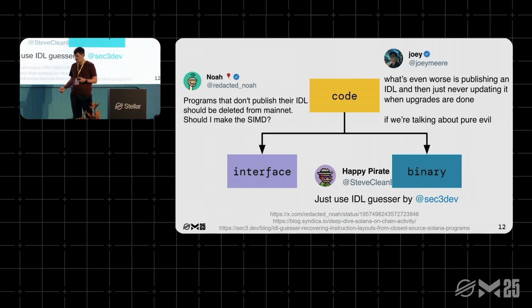If you follow crypto Twitter, you've probably seen some of these conversations about the status quo, people calling out how poor of an experience this is and calling for change. It is such a problem that developers are using IDL guessers to guess what the interfaces are of contracts that have been deployed.